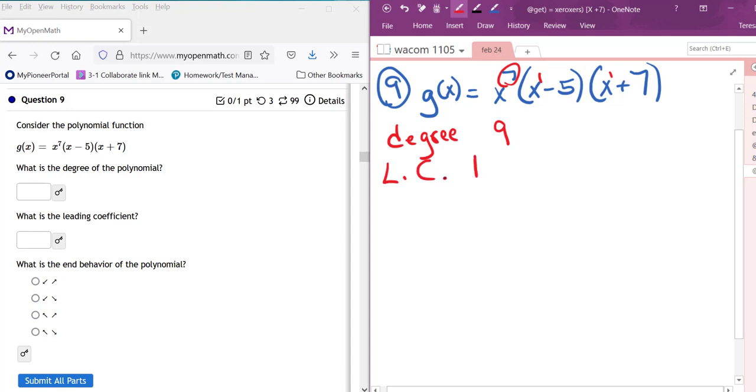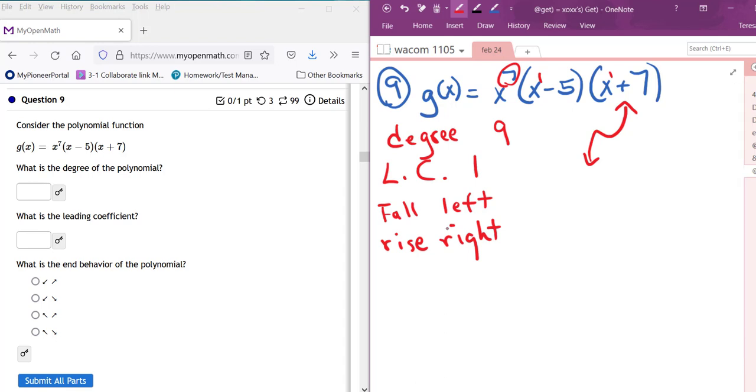And the end behavior. Well, x to the 7th is odd, so basically a cube. It's a positive 1, so it's not going to flip over. So it is going to fall to the left and rise to the right. And from your little pictures, you just look at your arrows. So it's falling to the left and rising to the right. It would be the first choice.